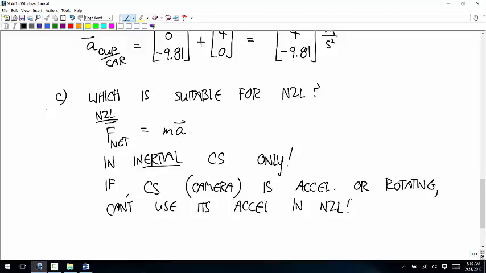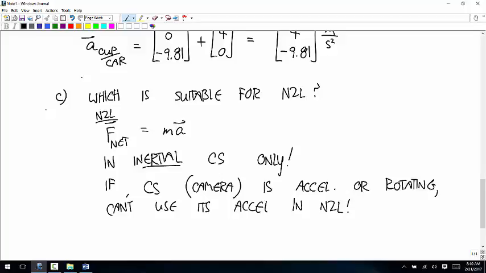Okay, so which one of those two cameras is accelerating or rotating? The one on the street, the one that's on a tripod on the street, or the one that's mounted to the car? Car. The car is accelerating. I told you what that acceleration is. And so the camera that you use inside the car, you can't use that data for Newton's second law. And so this acceleration of the cup relative to the car, that's no good for Newton's second law. The acceleration of the cup relative to the ground, that is good for Newton's second law.